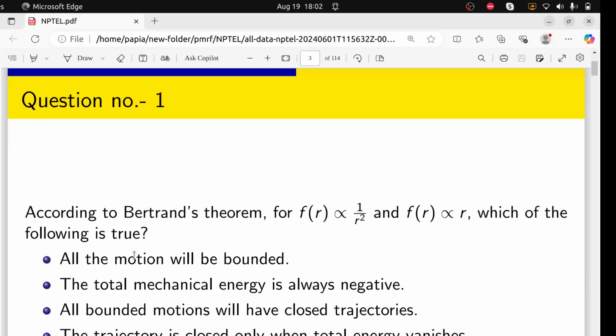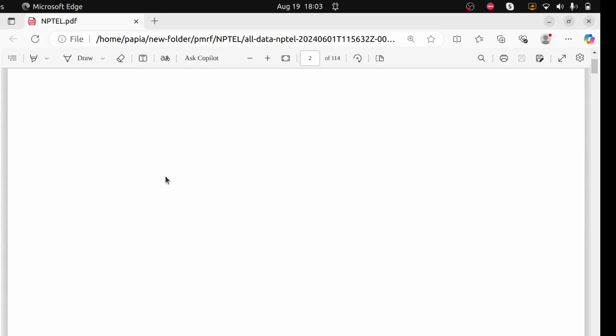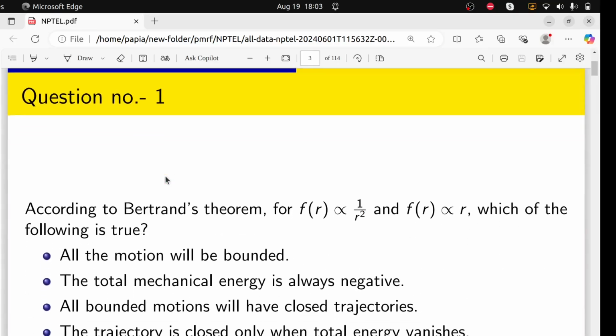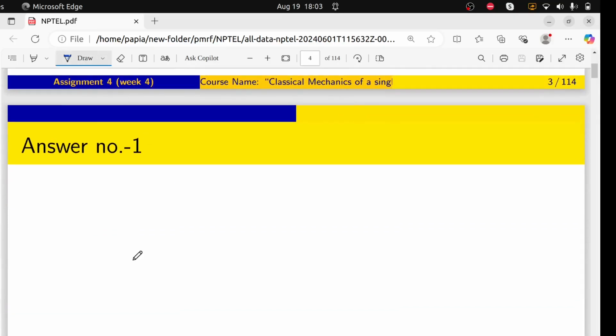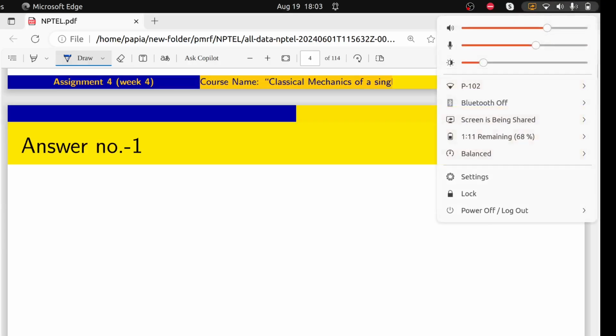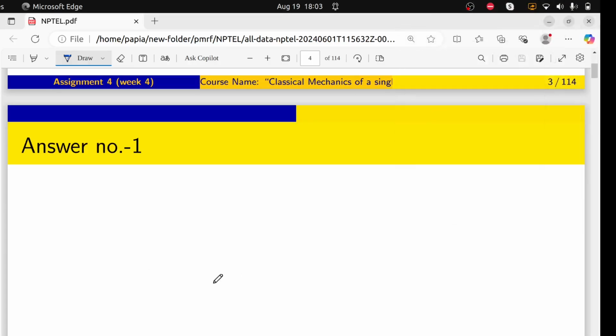To know the answer to this question, we have to recapitulate a little bit of what was in the lecture series. The lectures told us what Bertrand's theorem is. We have to figure this out first. So I am going to write here. Once we understand what Bertrand's theorem is, we can understand what the question means and what the answer is.